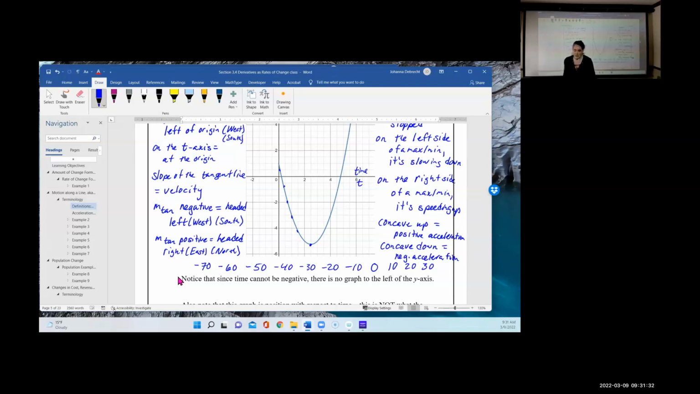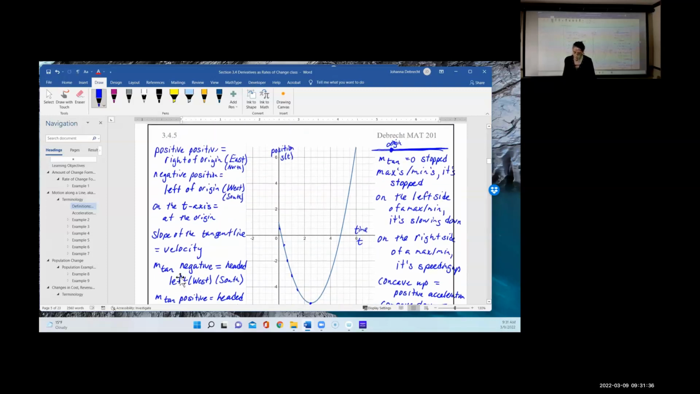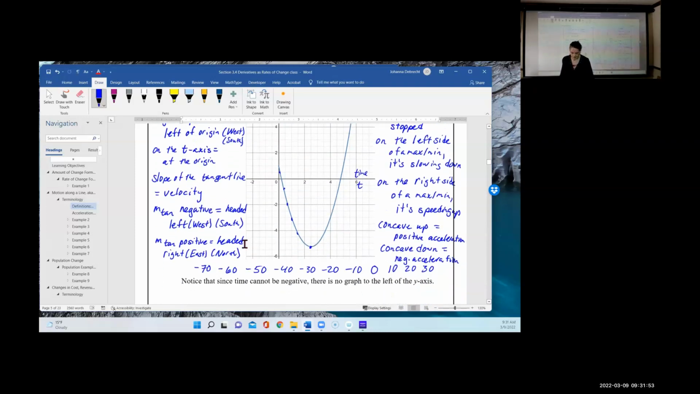Okay. Let's take a look at another one. Now, remember, of course, that this is just the graph of where the position is with respect to time, but the car is just traveling east and west on I-70. That's all the car is doing. The car is going back and forth in a line.